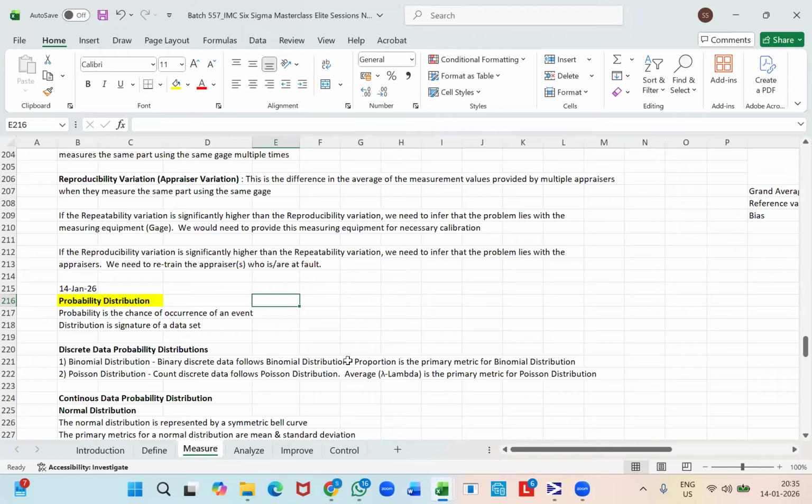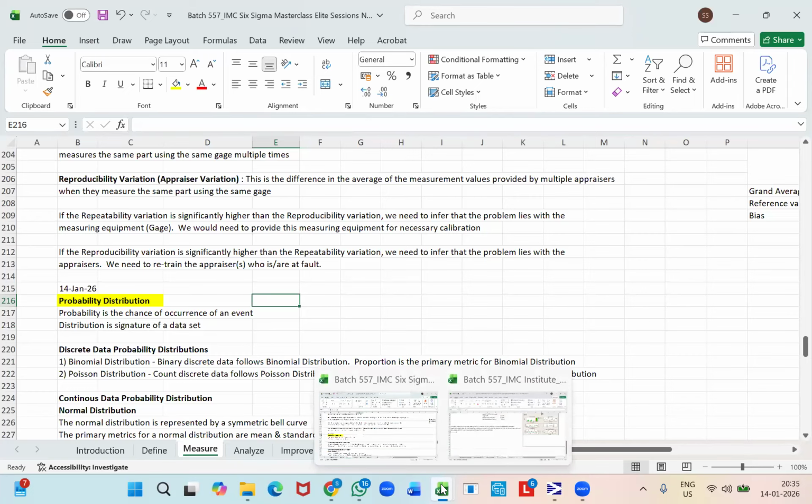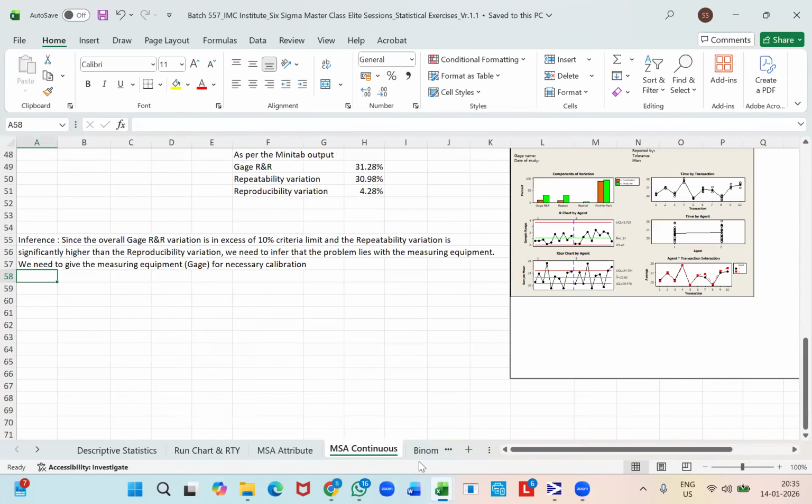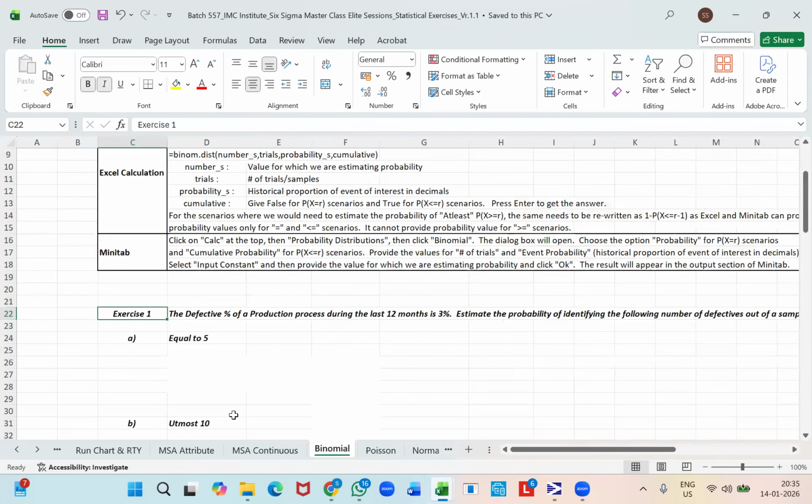So we will look at normal distribution in a short while. First, we will just look at binomial and Poisson distributions, right? So let me go to the exercise file and then we'll click on the next sheet titled binomial.